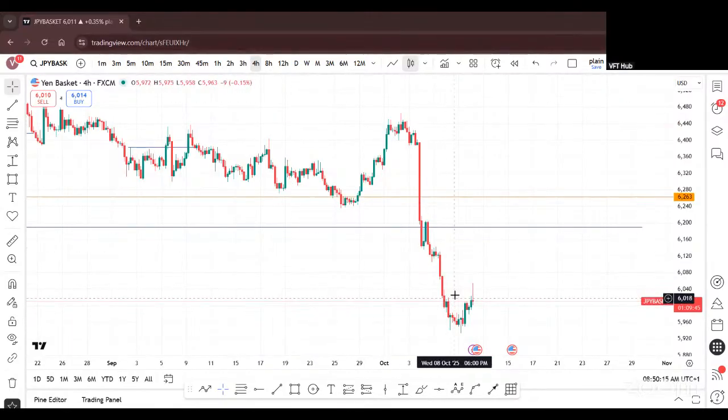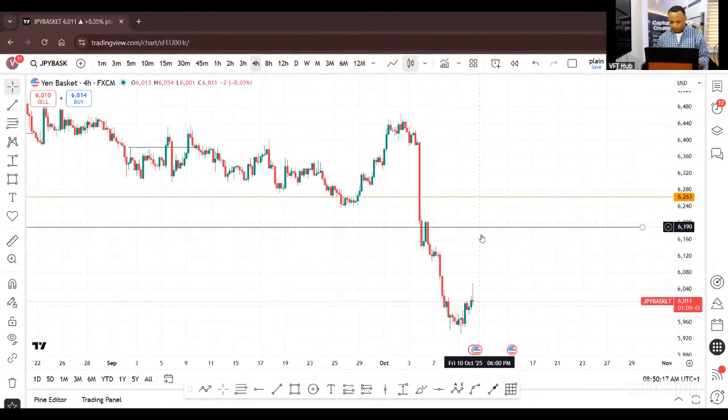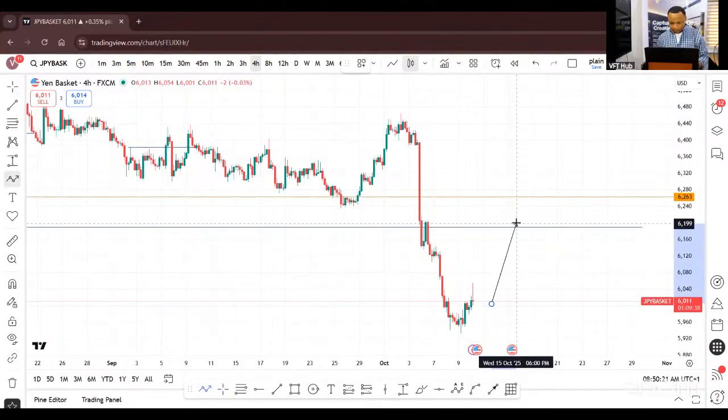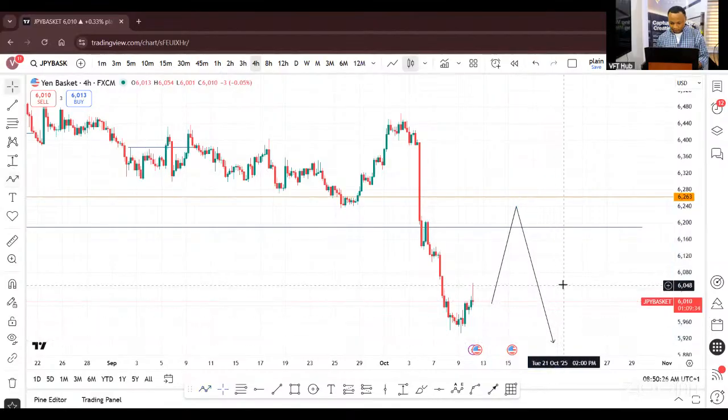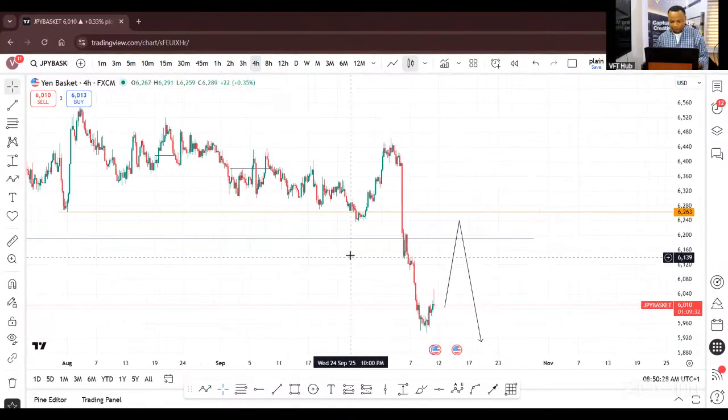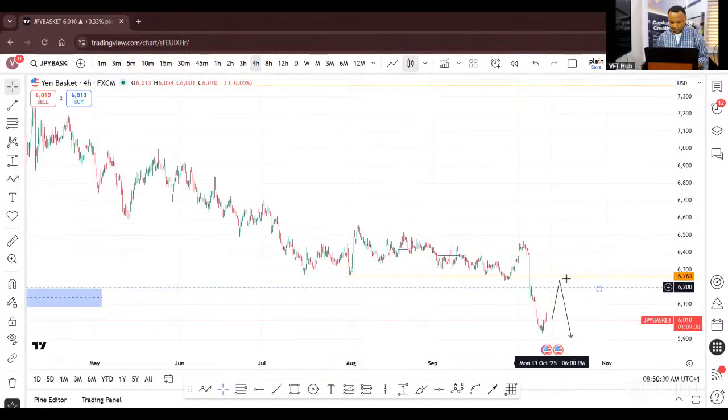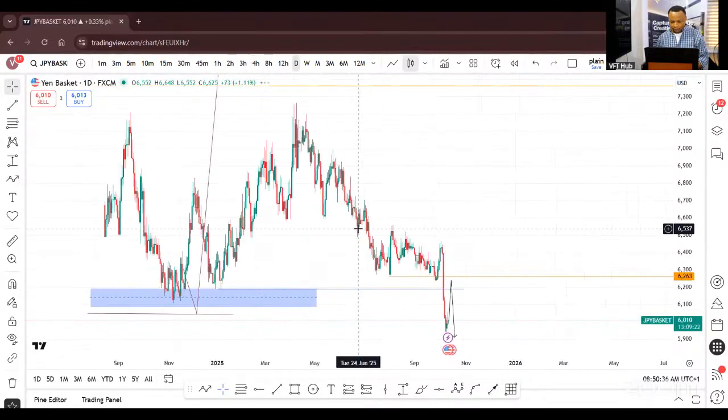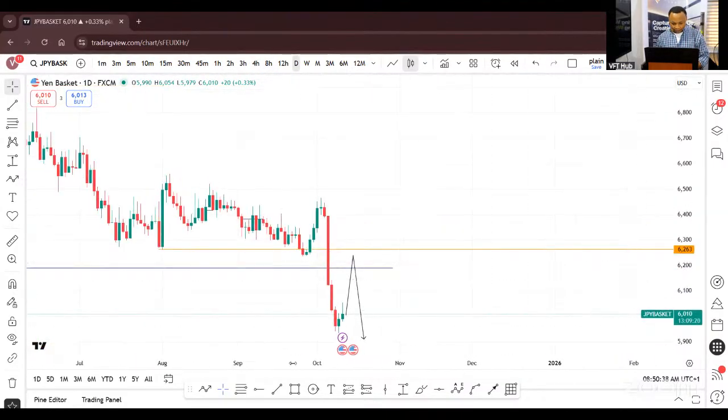So this is what we expect to see. I'm trying to mark it out so you see. A possible retracement to this level here, and then sell off again. If at all there's going to be any decent retracement on the yen basket, it should be somewhere around here, and then the continuation back to the downside. This is what I'm looking out for on the yen basket. But overall, we're in a sell trend on the yen basket.